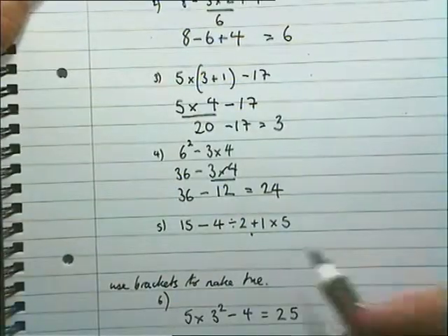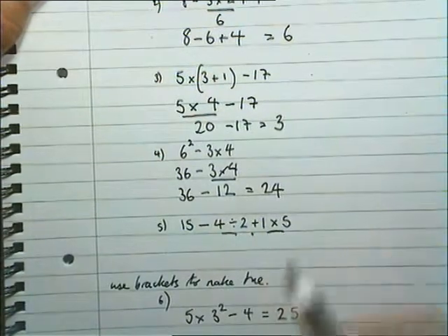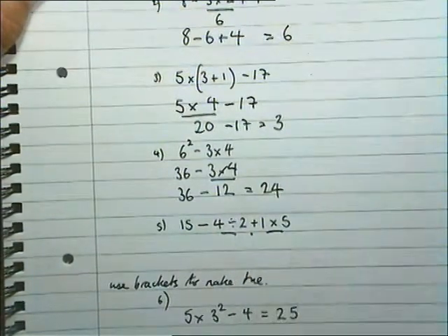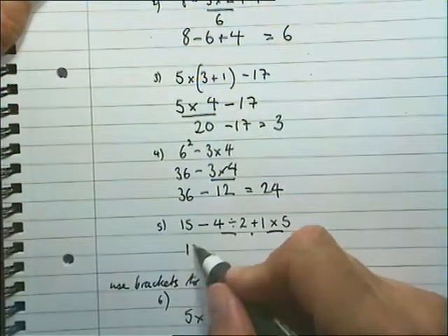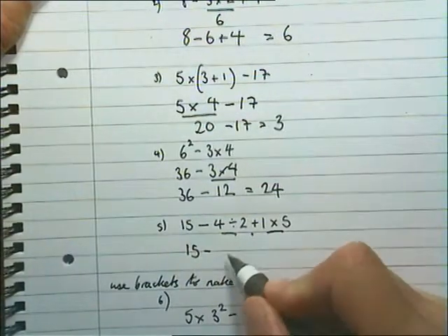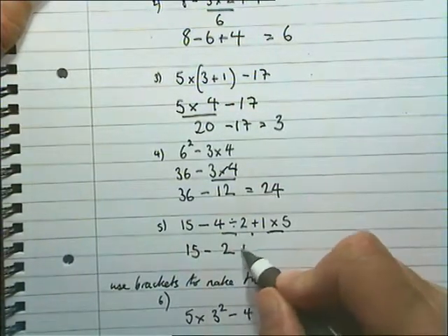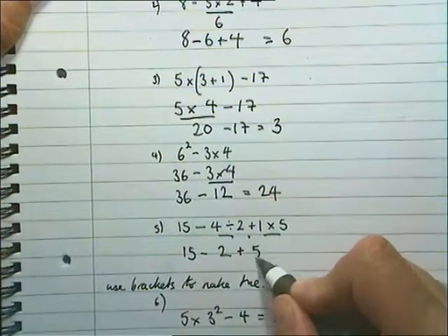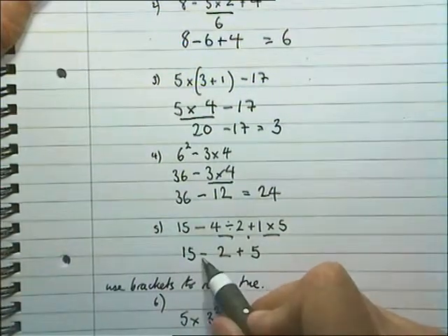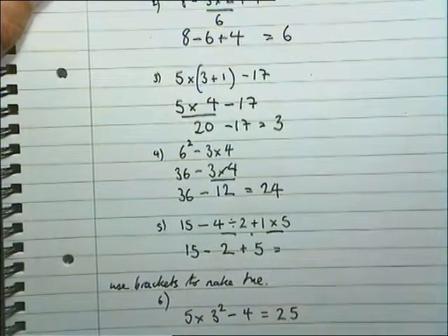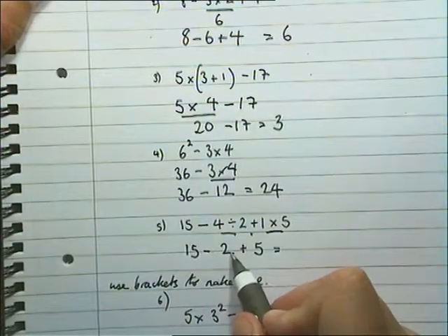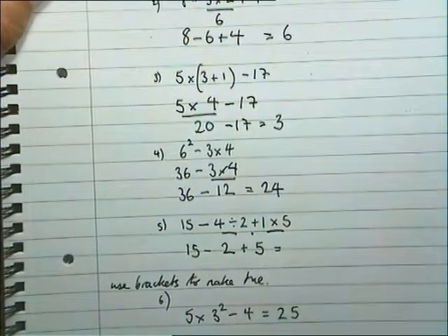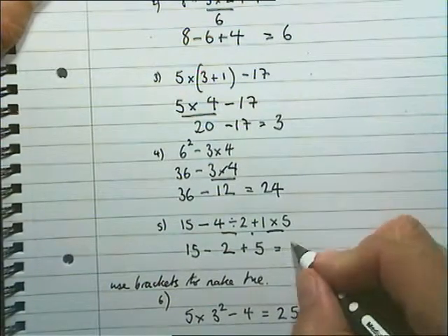Right, the last one, we have a division and a multiplication. They need to be done at the same time in order. So 15, 4 divided by 2 is 2, plus 1 times 5 is 5. They're just subtraction and addition now, so they can be done in order. 15 take away 2 is 13, plus 5 is 18.